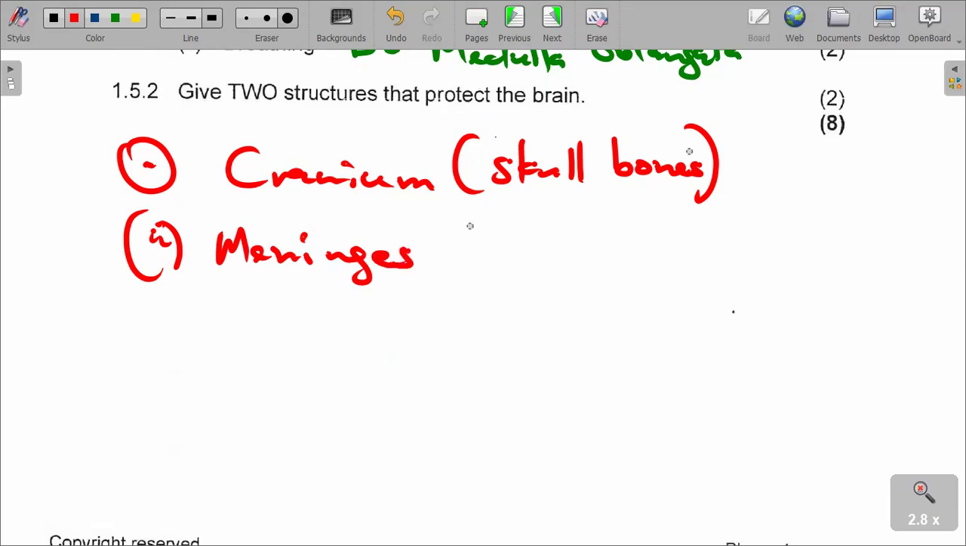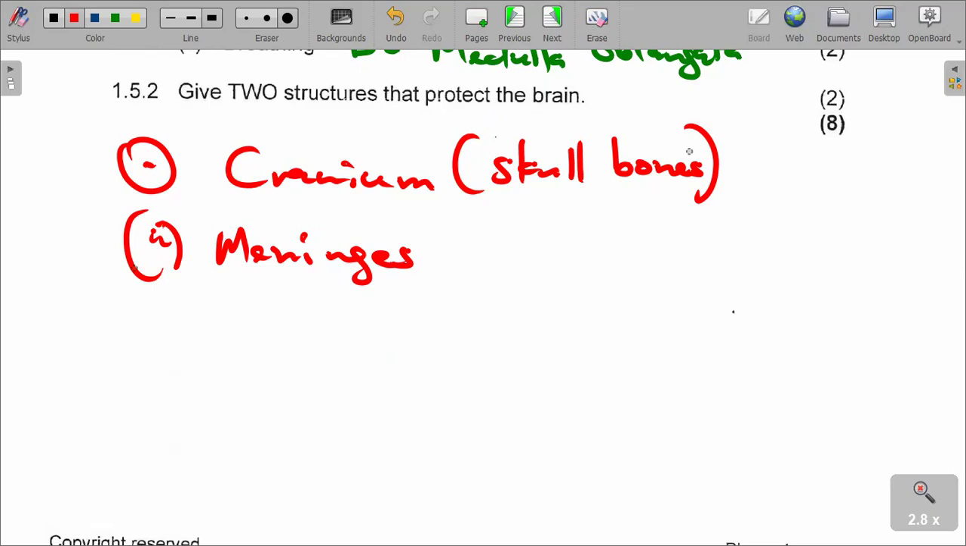The meninges are layered membranes that protect the brain. The innermost layer has a supply and network of blood vessels that supports the survival of the brain. So the meninges is one.